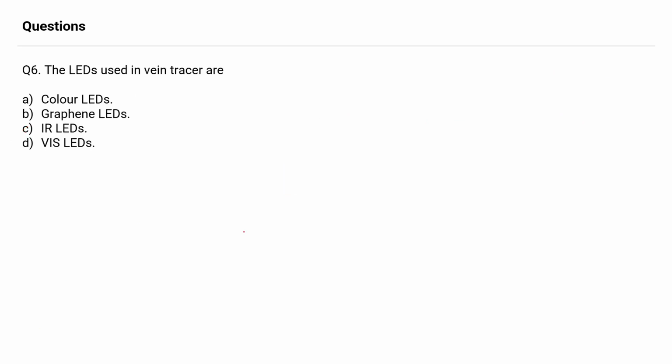We'll come to our sixth question. I think it's quite a direct one. The LEDs used in the vein tracer are, so if there is a blank, you need to tell me A, B, C, or D. Color LEDs, graphene LEDs, IR LEDs, or VIS LEDs. The LEDs used in the vein tracer. What type of LEDs are used in the vein tracer?